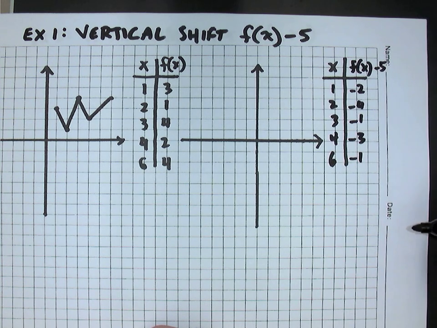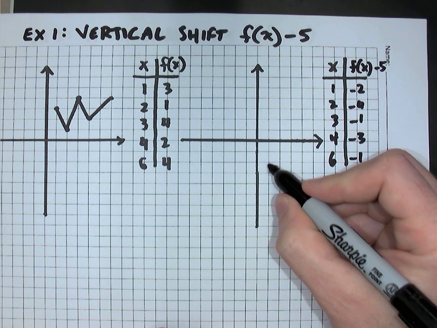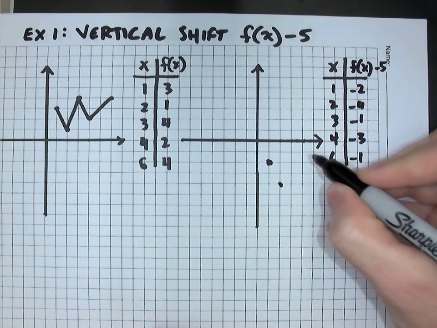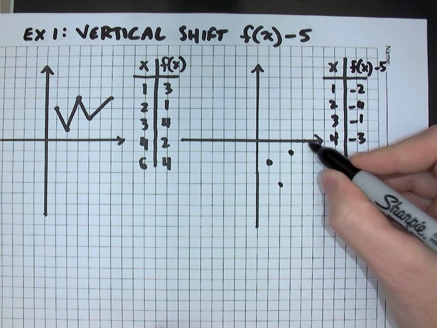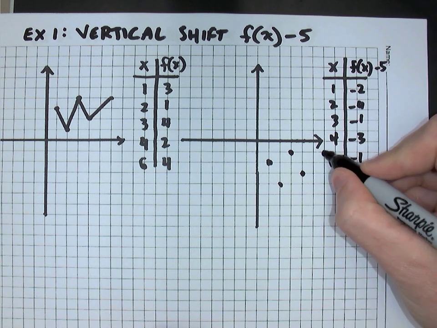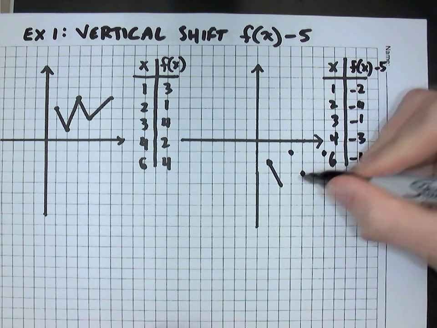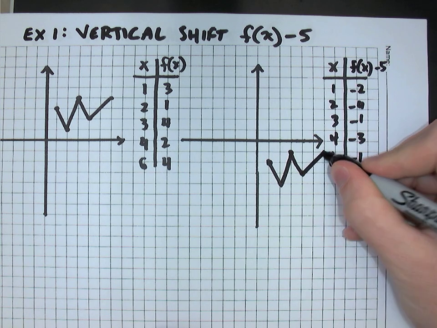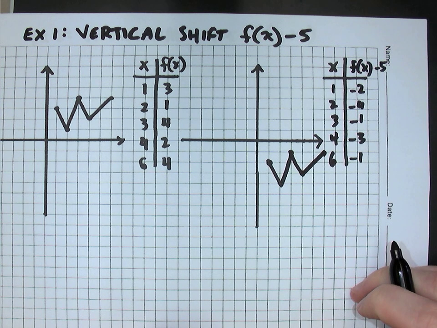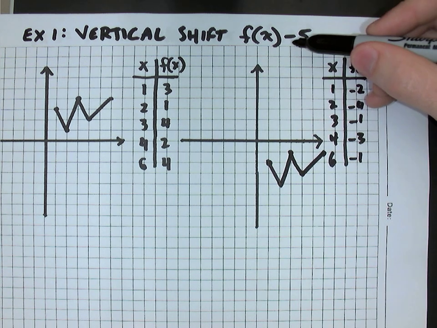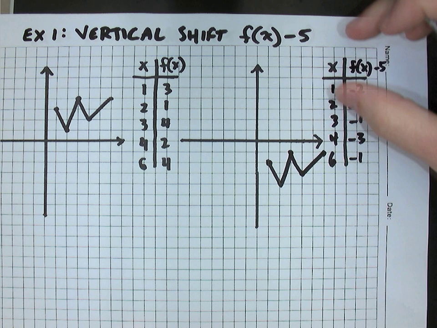And if I plot my new ordered pairs, what I'll see is a very similar shape to what I started with. Let's see, 4, negative 3, and 6, negative 1 right here. In fact, the exact same shape that I started with, just transposed 5 units down the y-axis, and that's why we call it a vertical shift. One thing that I should point out is if I did plus 5 here instead, it would shift upward.